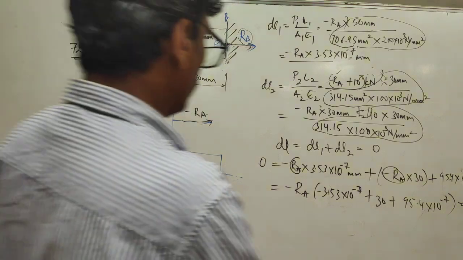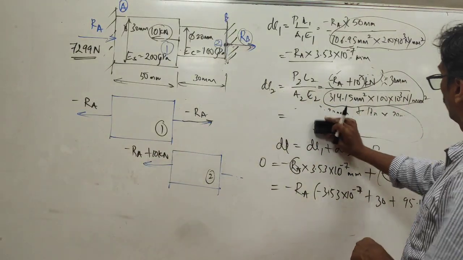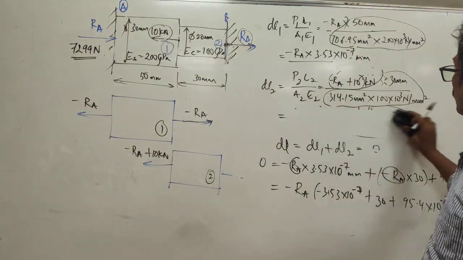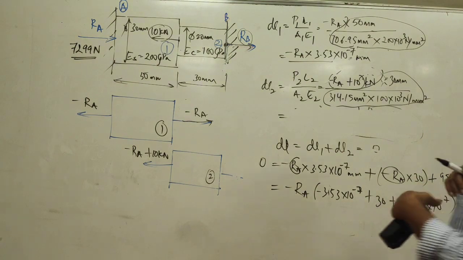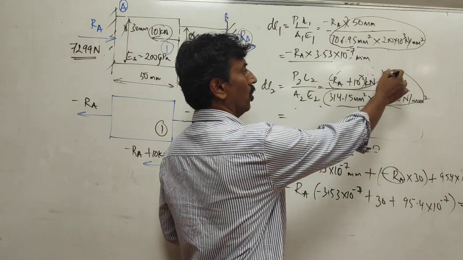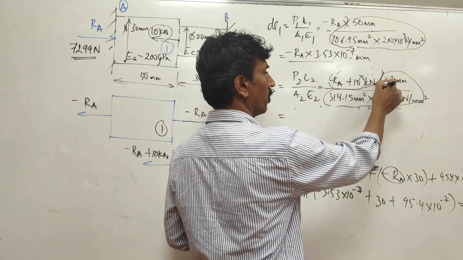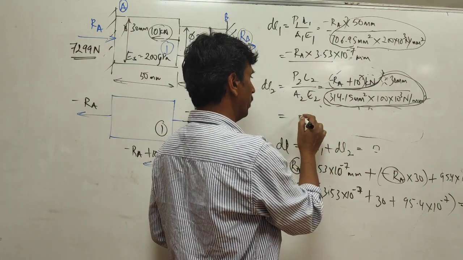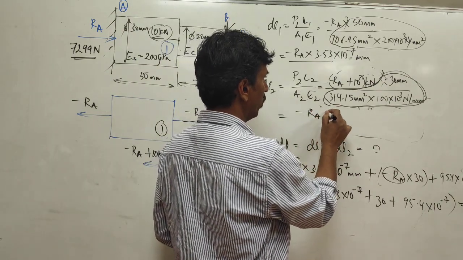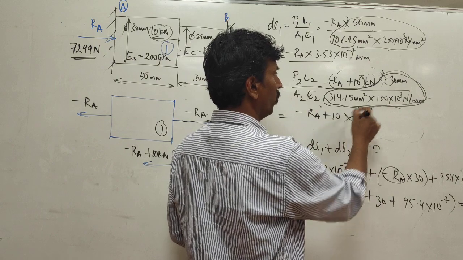Guys, here is where I actually went wrong. Whatever is outside, you make this, and actually find out a value for this. Now what is the value that you got for this one? Minus RA plus 10 into... what value did you get for this?